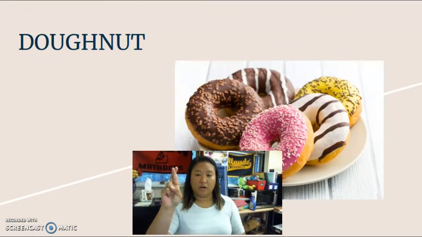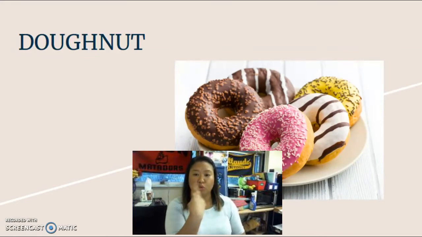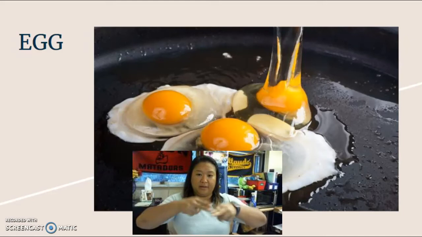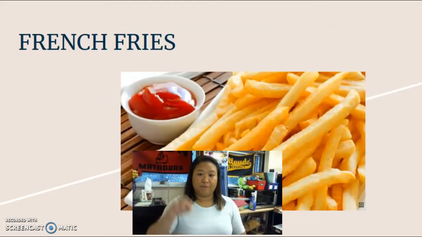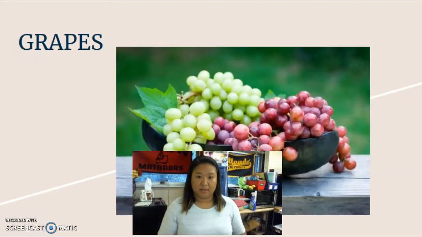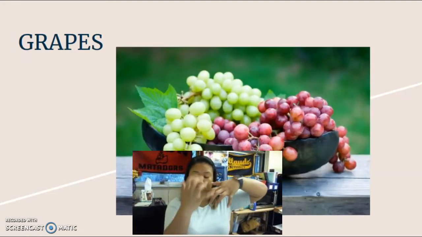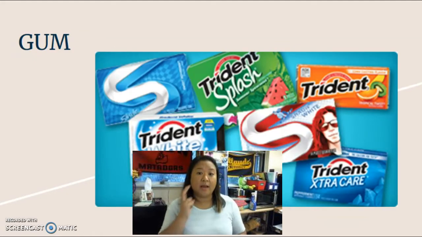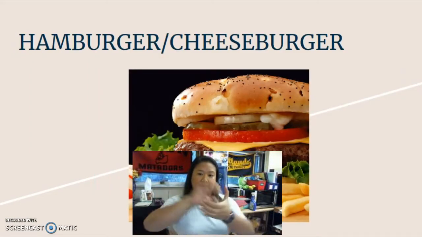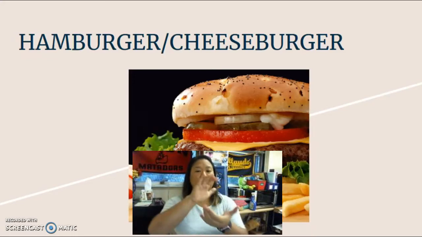Donut with an R, donut, and then you go ooh. Egg, 2 U's, egg. French fries is FF, French fries. Fruit, grapes. Gum, gum. Hamburger, and then cheese, burger.